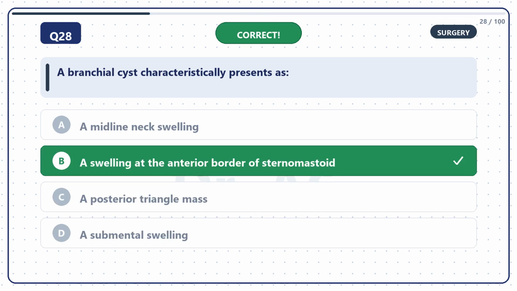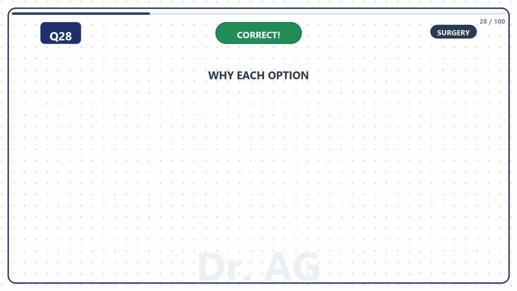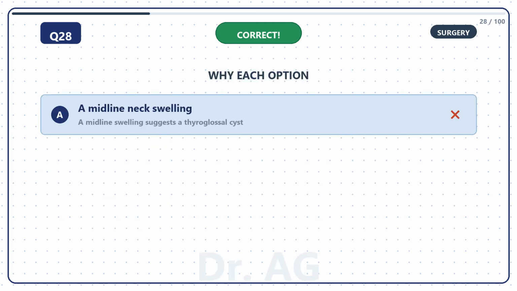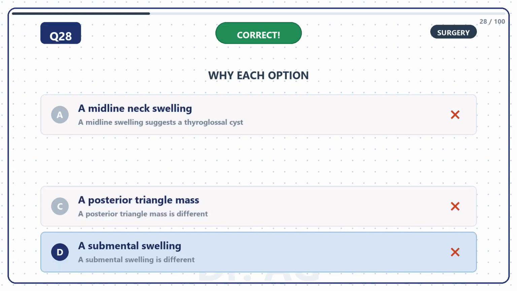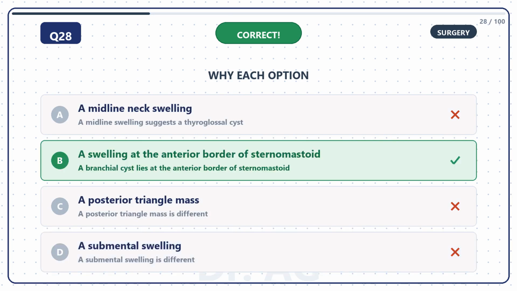A swelling at the anterior border of sternomastoid. Let's go through the options. A midline neck swelling suggests a thyroglossal cyst. A posterior triangle mass is different. A submental swelling is different. And the correct answer is a swelling at the anterior border of sternomastoid. A branchial cyst lies at the anterior border of sternomastoid. So, the right answer is option B. A swelling at the anterior border of sternomastoid.